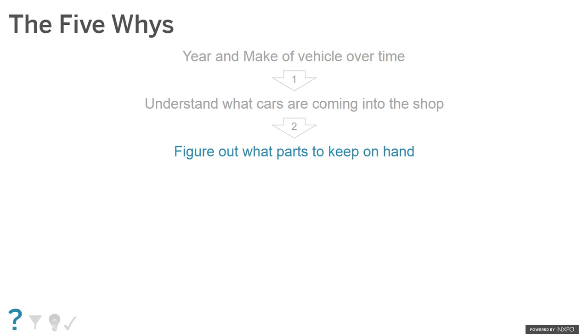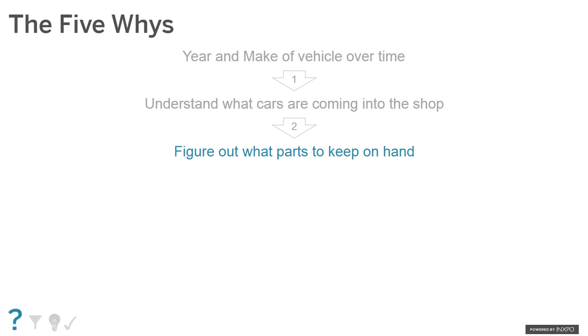The next thing he told me was that he needed to figure out which parts to keep on hand. And this is really interesting because this is an insight we didn't have before. It's not really about what cars are coming into the shop, it's about the parts he needs to fix them. And what he said was he doesn't want to have these parts on hand because they're expensive, and if he's not going to be going through them, he doesn't want them on hand.